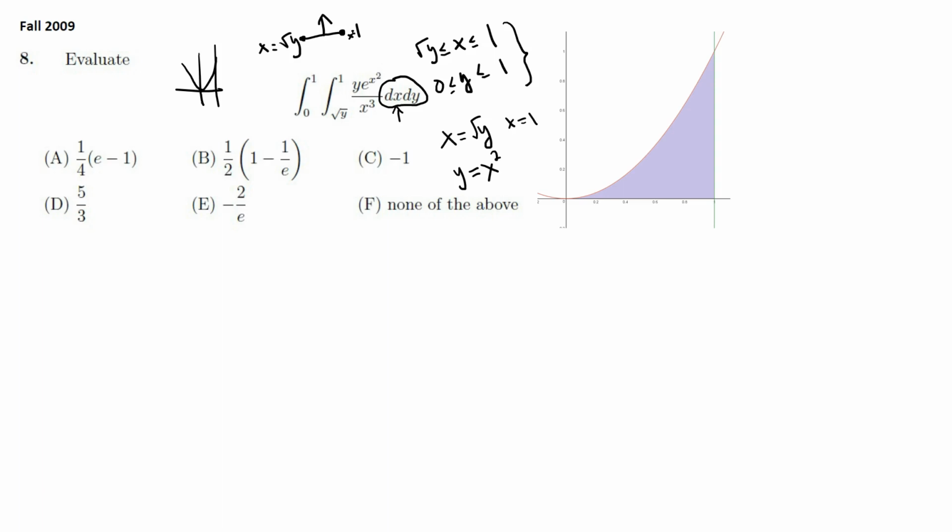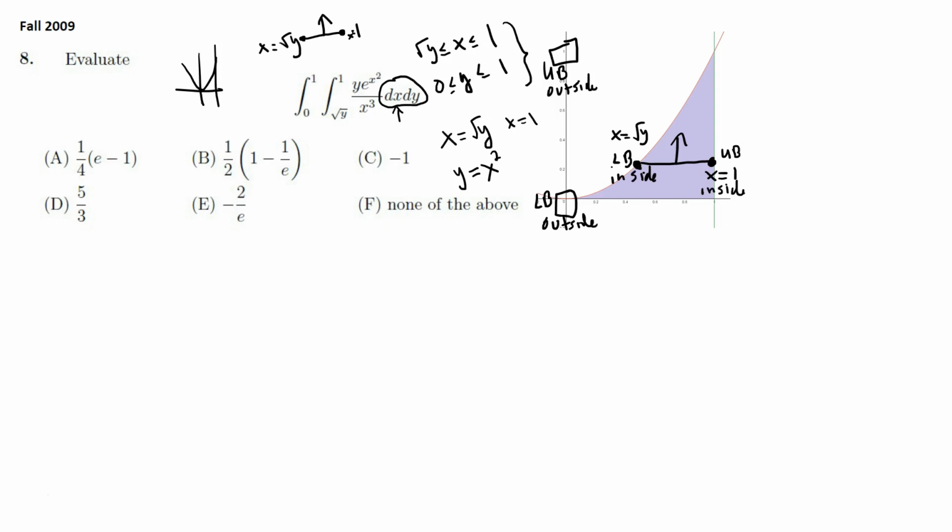The x's go from root y to 1. The y's go from 0 to 1. And so the lower bound inside is x equals root y, and the upper bound inside is x equals 1. And these are inside, and then we have the lower bound outside and the upper bound outside. Alright, so we have correctly identified the region. We have these outside bounds, we have these inside bounds, and it's necessary to go through all this.